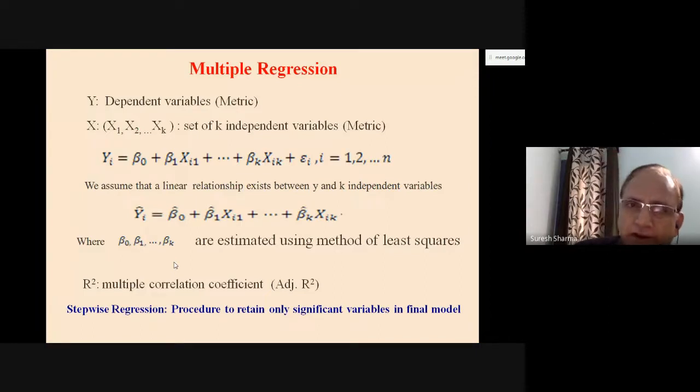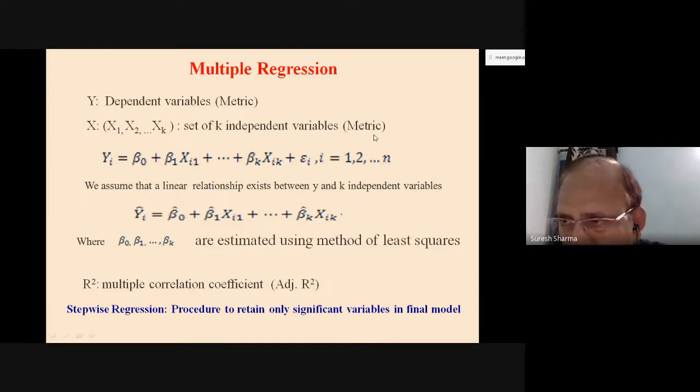But here, as I already explained in correlation, there is one variable y, which is a dependent variable. It is a measurable quantity. And then there is a set, x, which is called a vector, that includes a set of k independent variables. They are written as x1, x2, xk. But they all have to be measurable quantities. Y is measurable, x1, x2, xk, they are all measurable quantities.